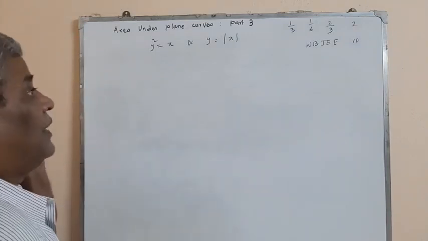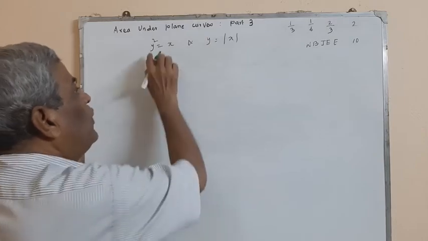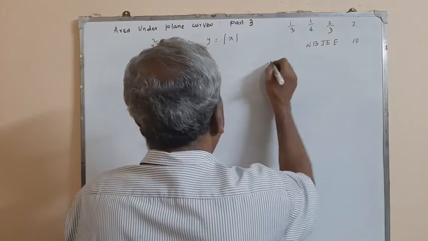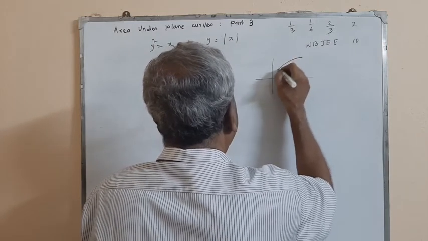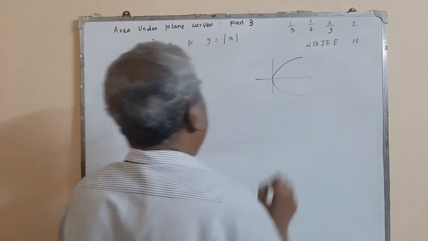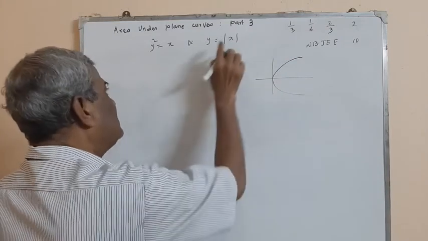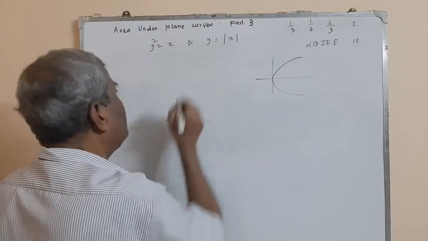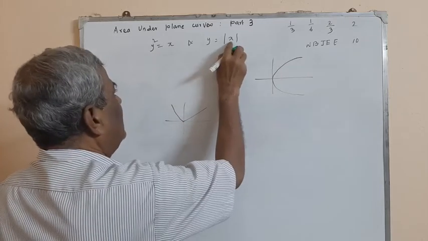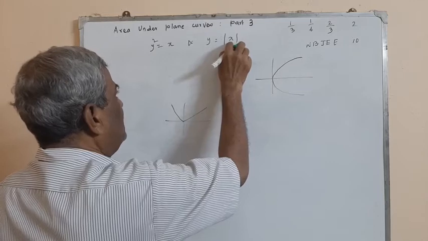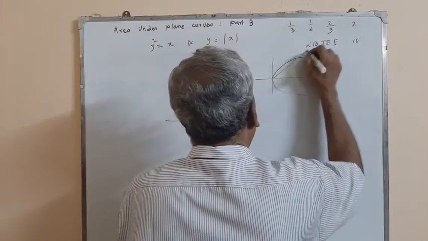So we have to draw it first. Y square is equal to x. This is a very common curve. It is a parabola, vertex is at origin. And y is equal to mod x. This is y is equal to mod x. It is a V-shaped curve. Its vertex is at x is equal to 0, that is here. So this is of that type.